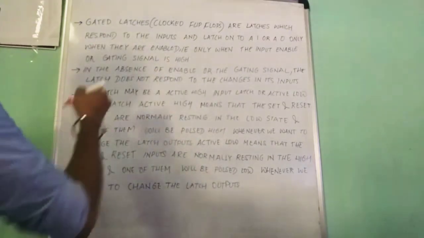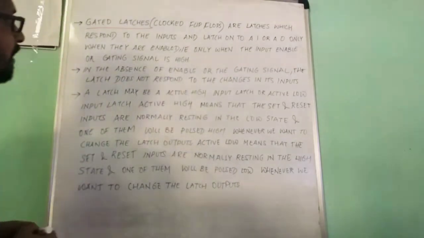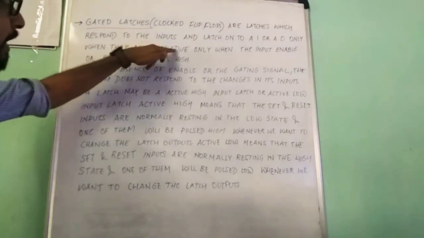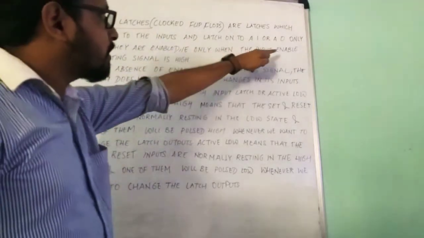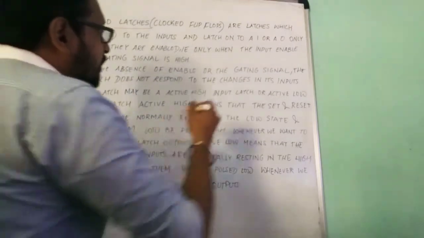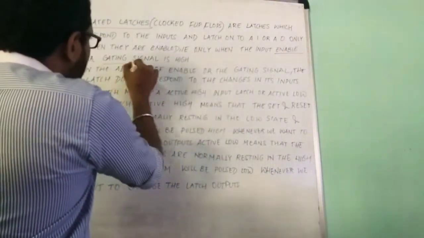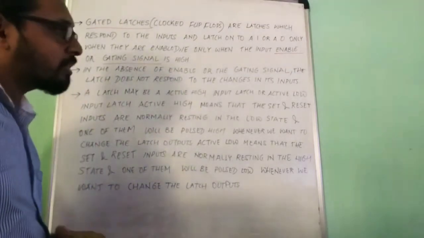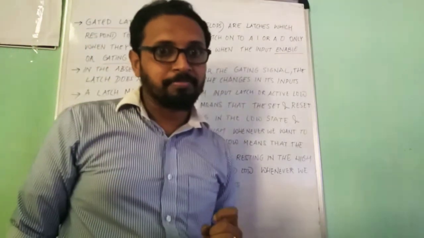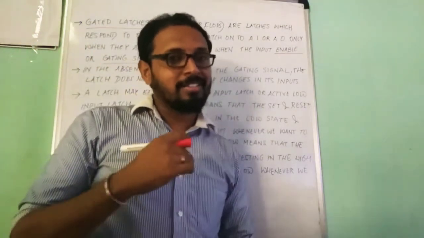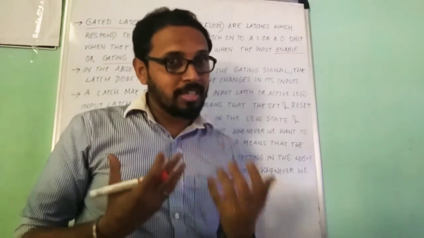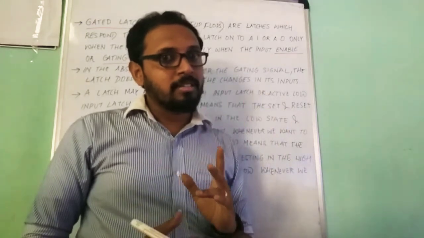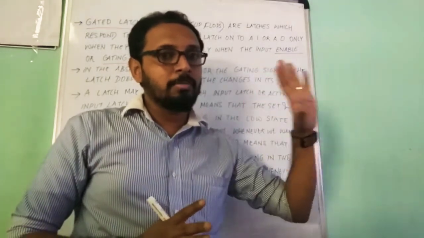The gated latch or clocked flip-flops are latches which respond to the inputs and latch on to a 1 or a 0 only when they are enabled, that is, only when the enable input or the gating signal is high. In the absence of the enable or gating signal, the latch does not respond to changes in its inputs. We have already learned such concepts. Just try to remember in which case we did the same. Based on the input, output is obtained, but in some cases, whatever the changes in the inputs, it will depend upon the enable.